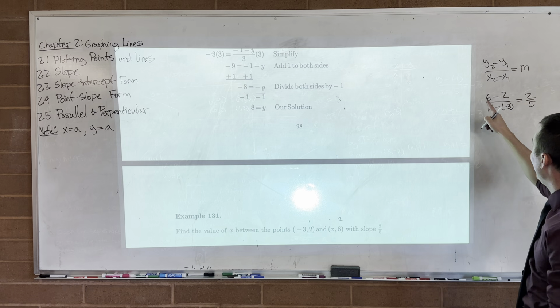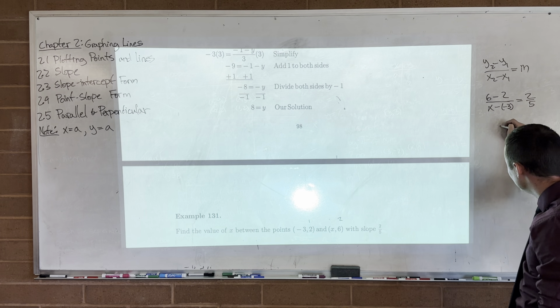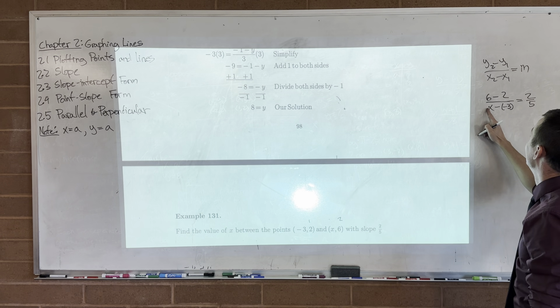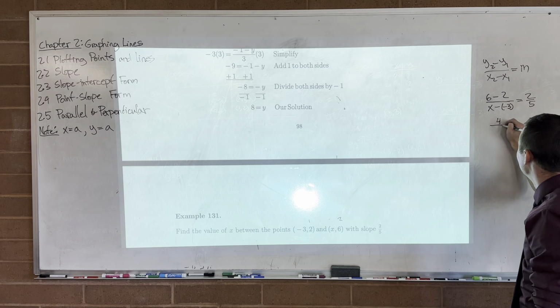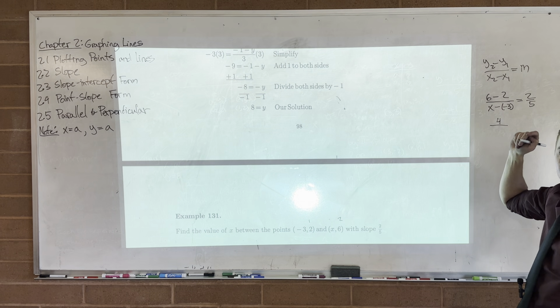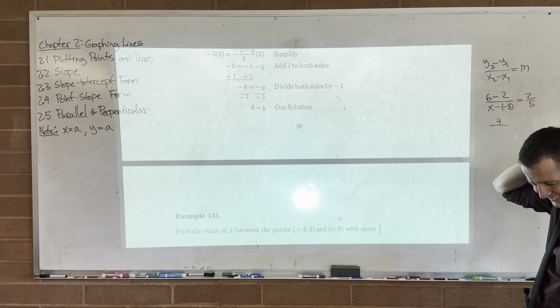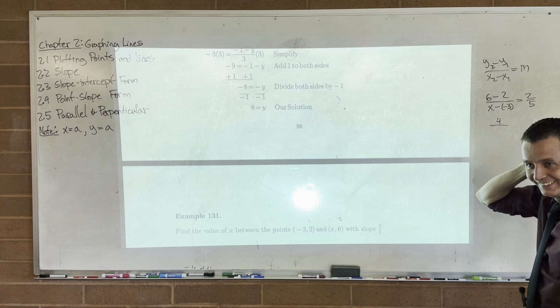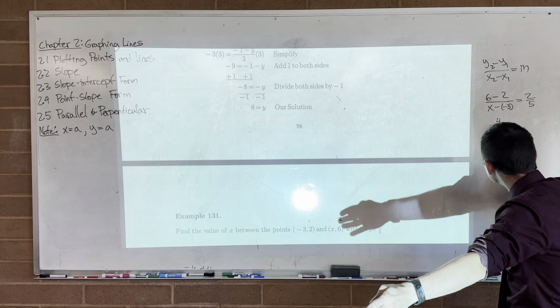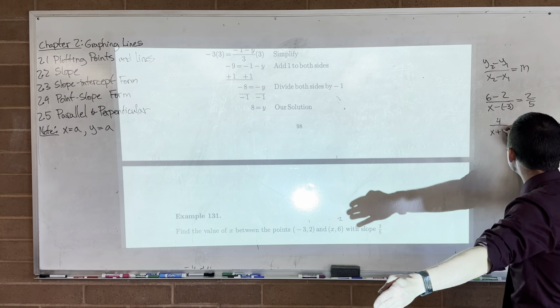Okay, now 6 minus 2 is? 6 minus 2 is 4. Good. X minus negative 3 is? X plus 3. Okay, and that is equal to 2/5.